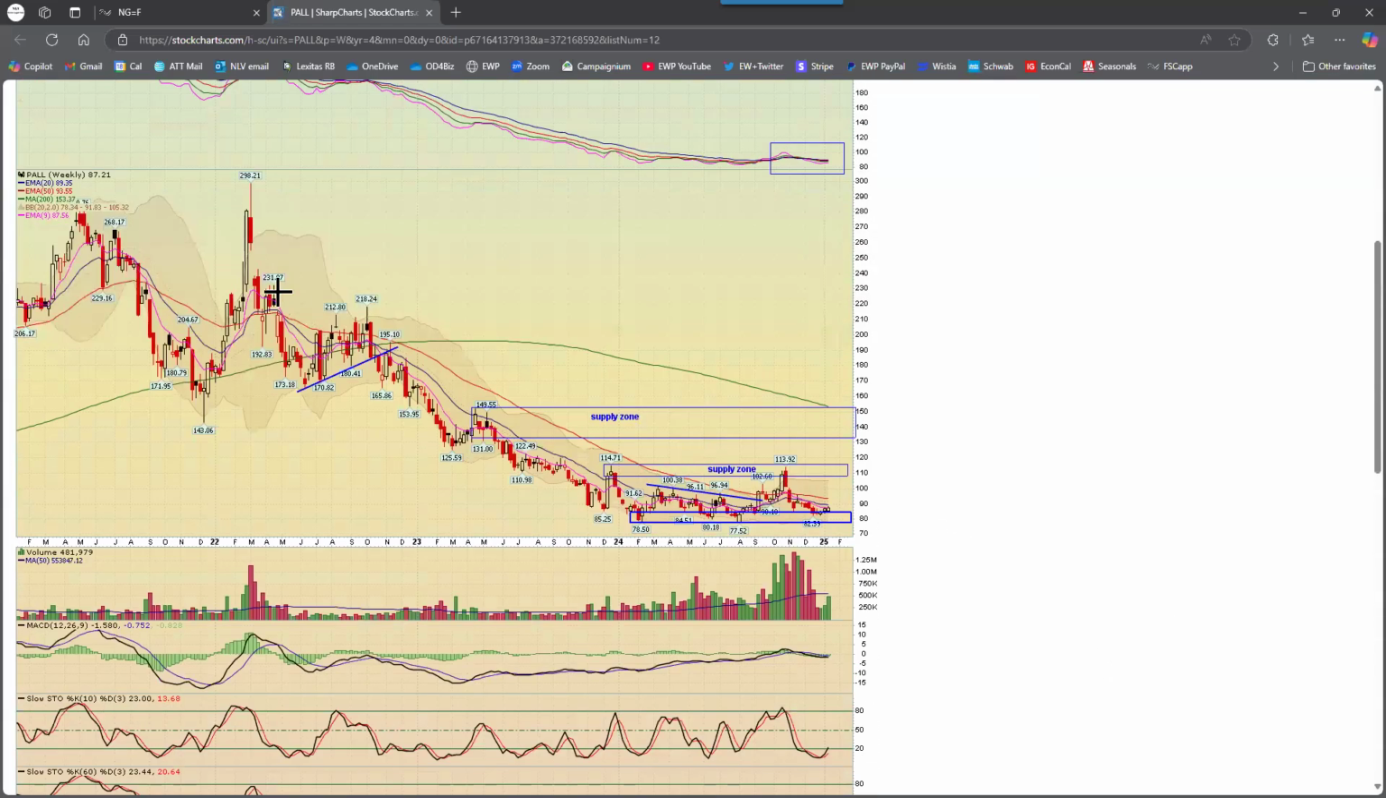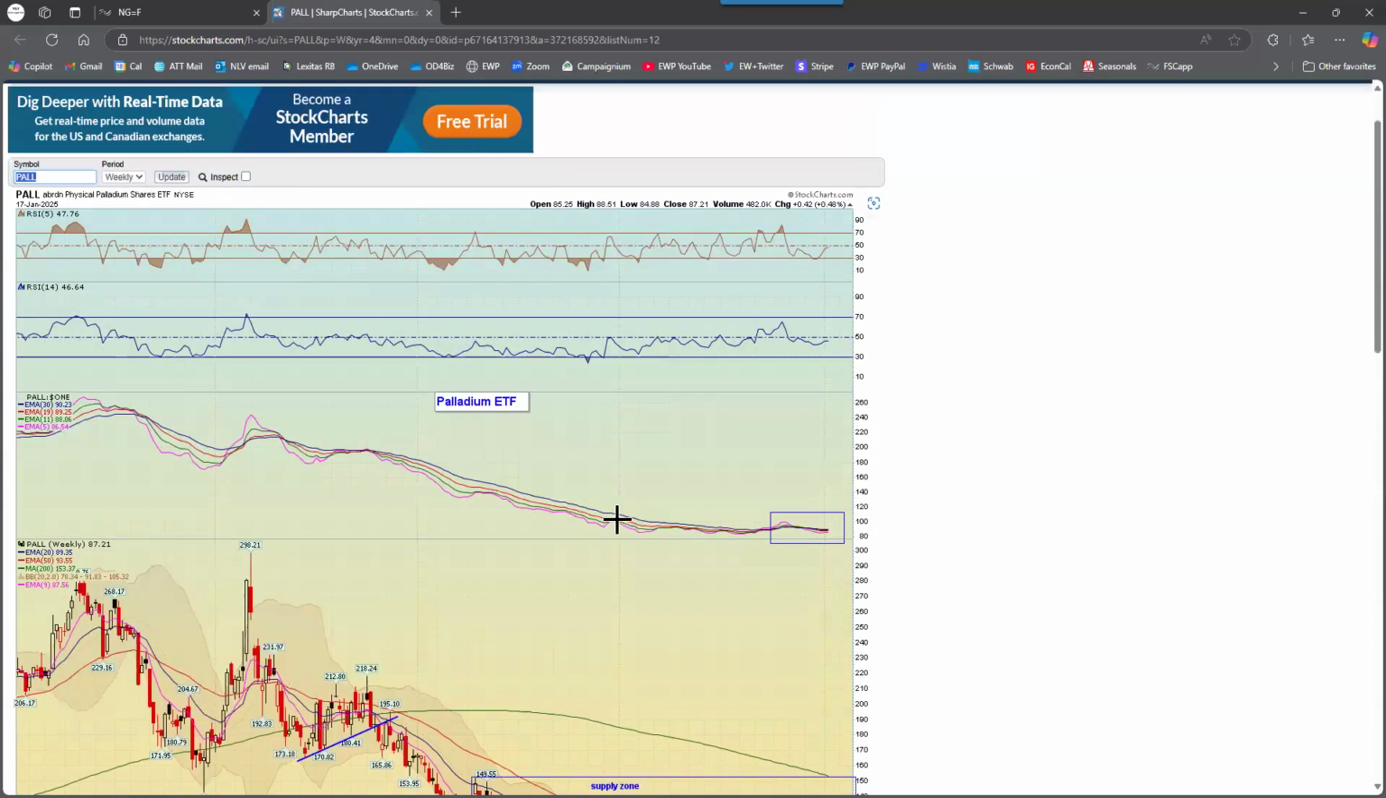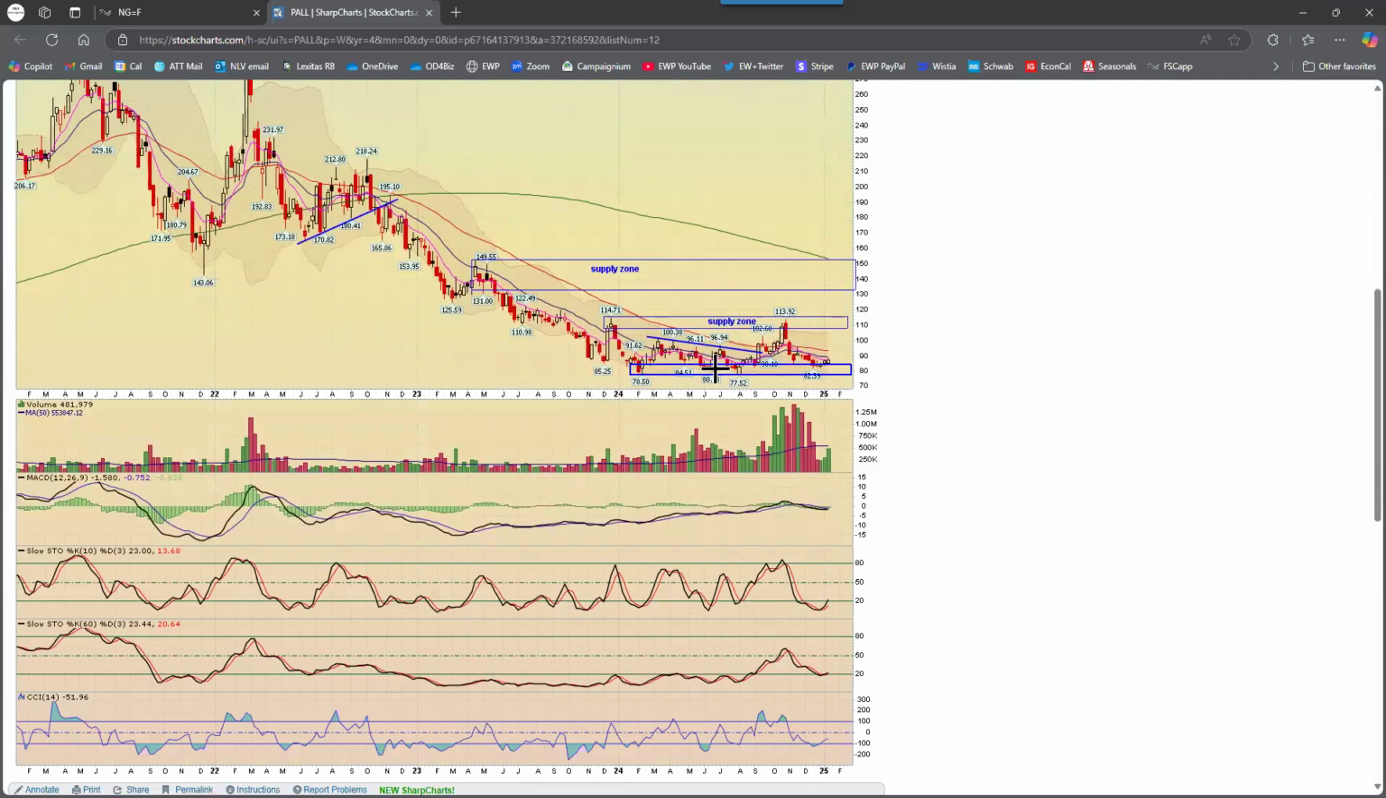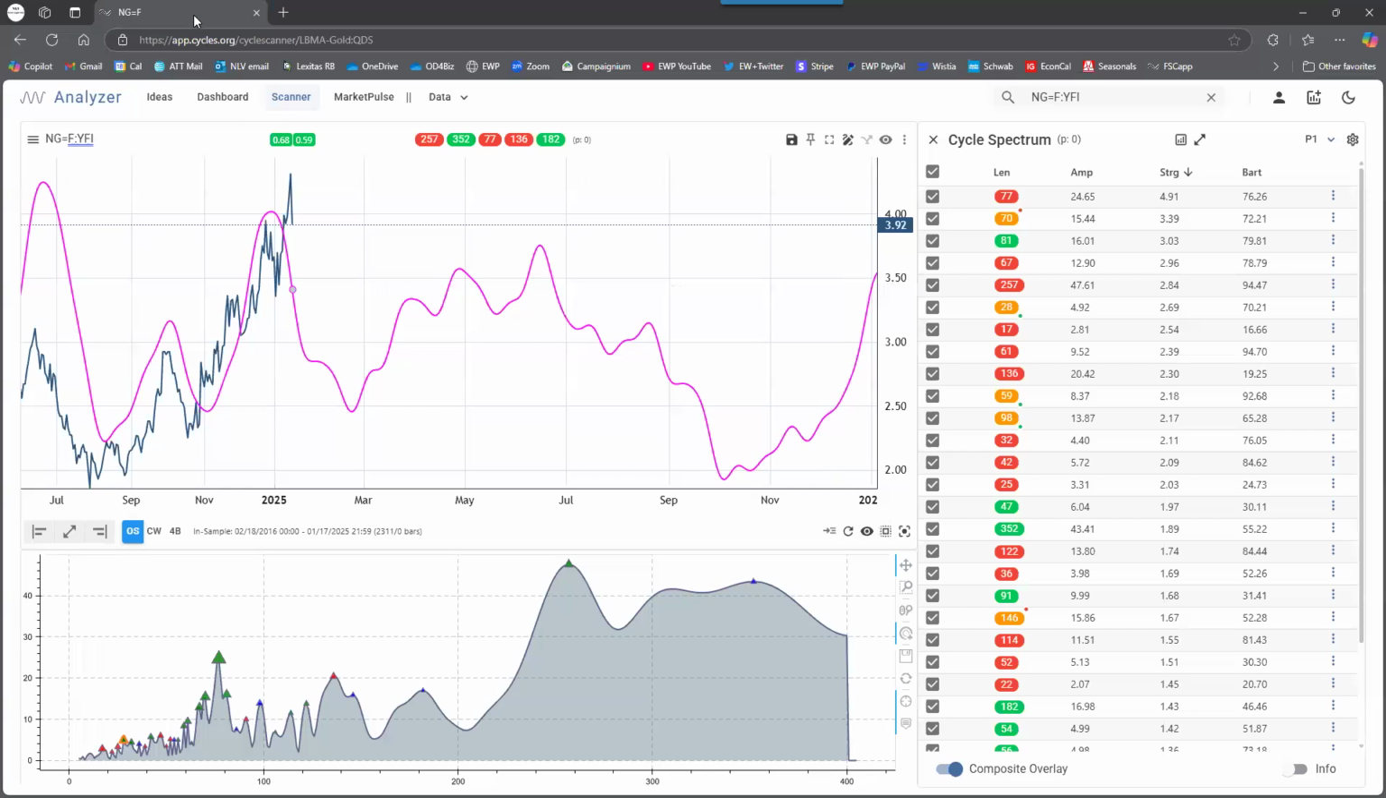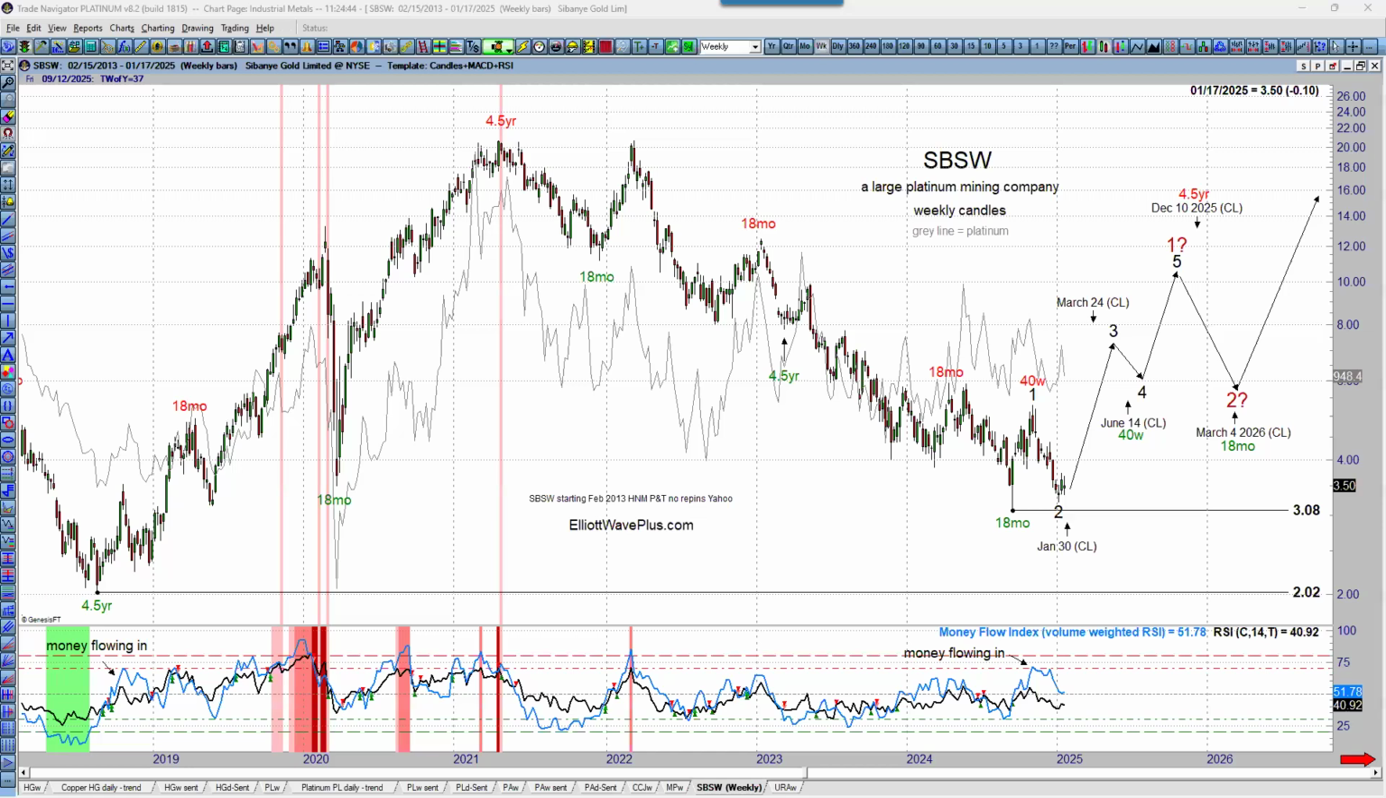Steve's chart shows the meltdown on palladium, PALL, but this basing structure here looks like it could turn into a new bull market. Scott says PLG is another potential stock. Let's see, I can take this.